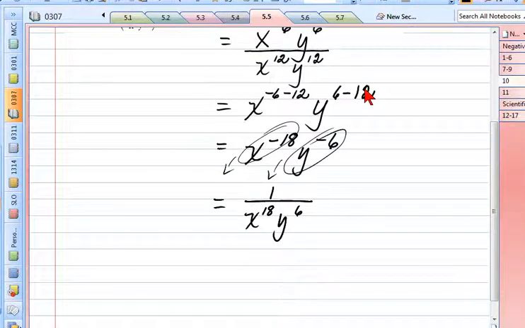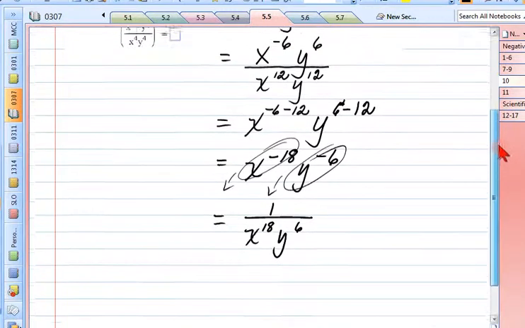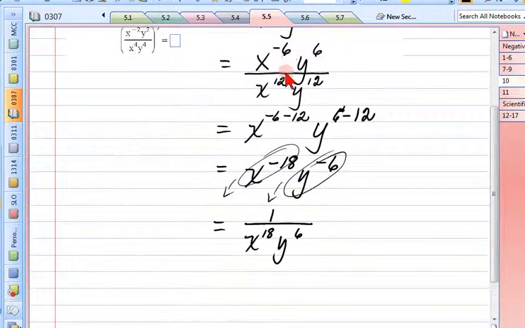Using the addition rules, although I didn't write it, remember there's kind of an implied little plus there. So it's really 6 plus, oh, that's a mess. So you're subtracting the x's, right? I'm subtracting the exponents of the x's and subtracting the exponents of the y's. If you look up here for a second, it's negative 6 minus 12, that's what I wrote right here. Then it is 6 minus 12, and that's what I wrote right there.